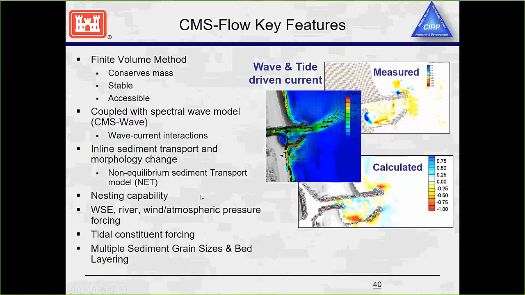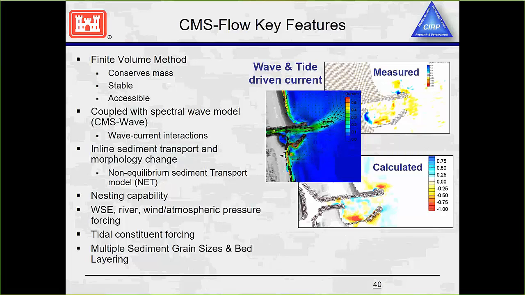Some of the features for CMS Flow: it's a finite volume method of computation. It does conserve mass. Pretty stable for the most part. Of course, you can crash the model with bad input, so we try to do the best job that we can. It's coupled with an inline spectral wave model called Siemens Wave, so we do have wave and current interactions in both directions. There's an inline sediment transport, morphology change, and we are using a non-equilibrium sediment transport model. We call it the NET as our default. There are some other options if you want to try them out.